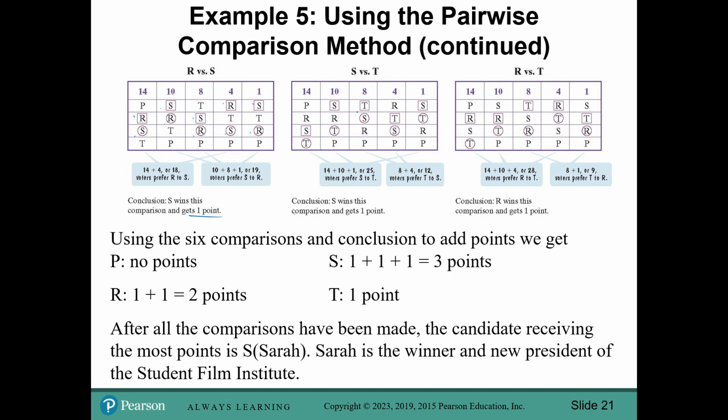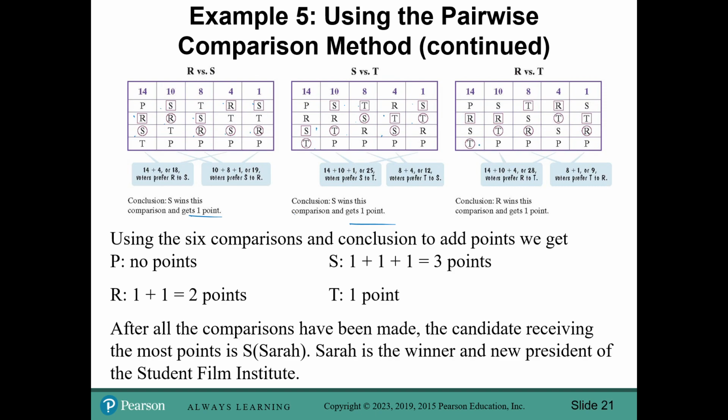We go through with S and T. So S beats T in the first one, S beats T in the second one, T beats S in the third one, T beats S in this one, and S beats T in this one. So we need to do 14, 10, and 1 for the S to T, and then 8 and 4 for the T to S. We see that S to T is a 25 to 12, so S wins this one.